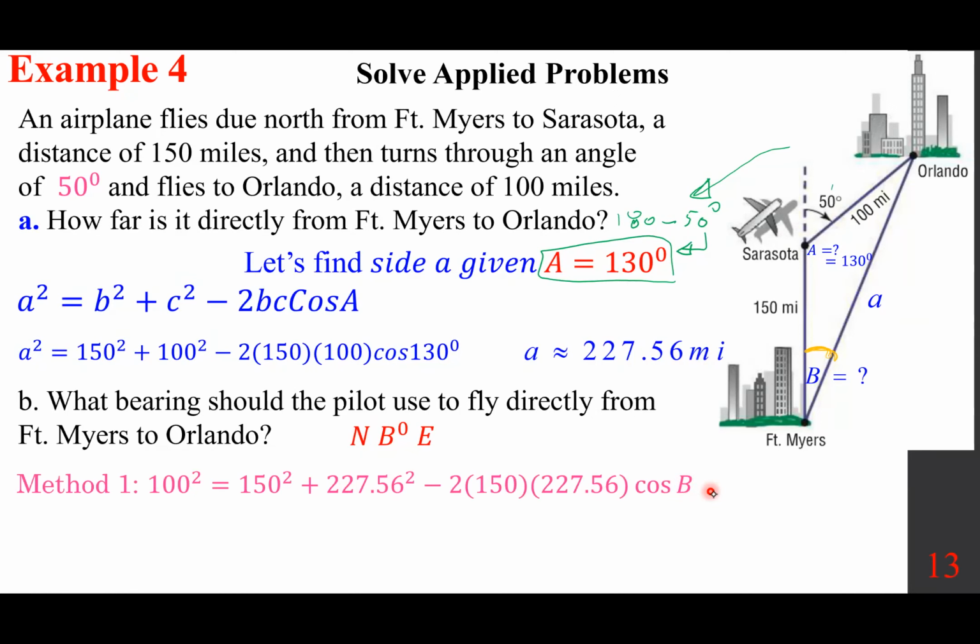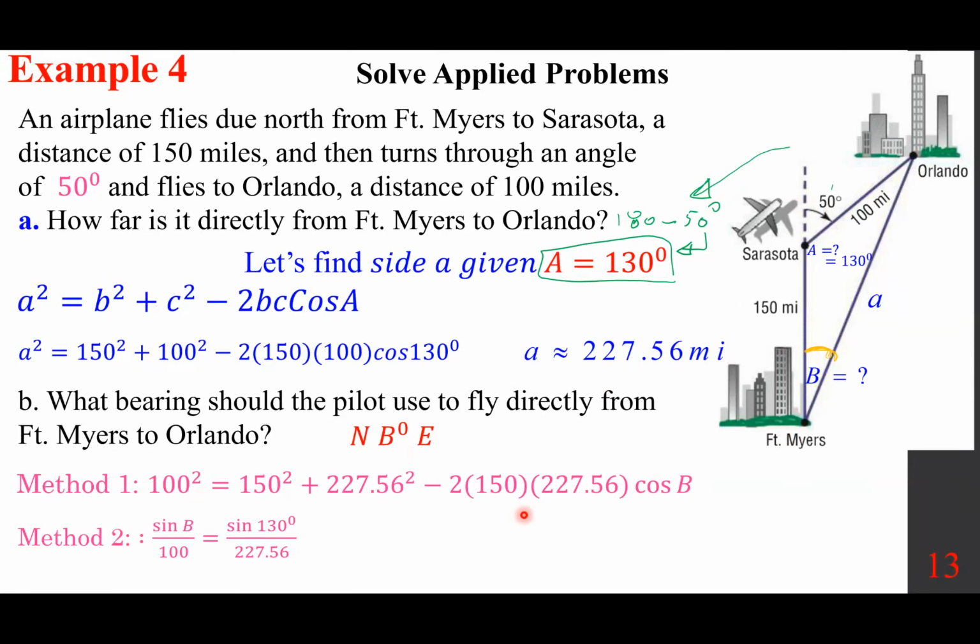And that's good enough. This is the first method. You could use the sine law. Sine of B over 100, the opposite side, and we have this one, sine of 130 over the opposite side, A, which is 227.56. Cross product and find it. It doesn't matter which method you use.